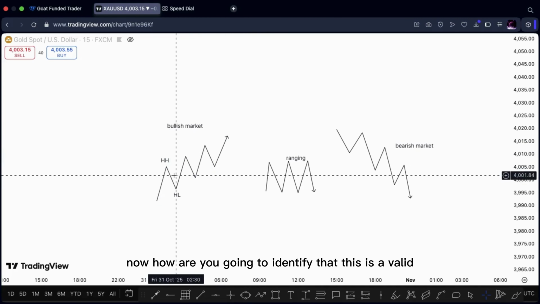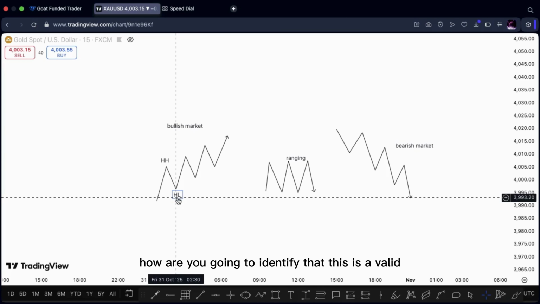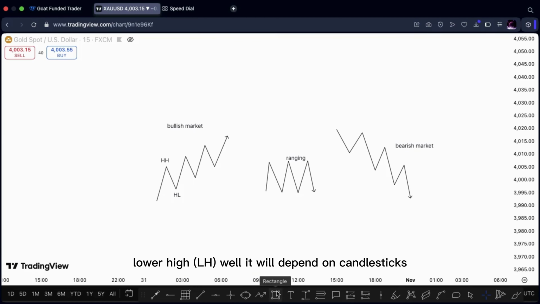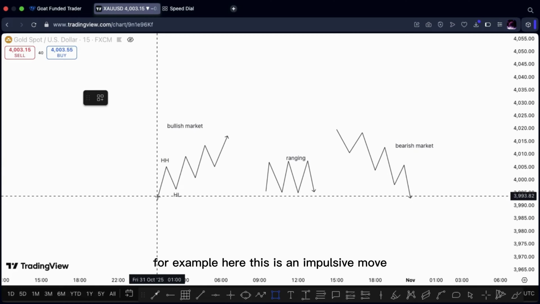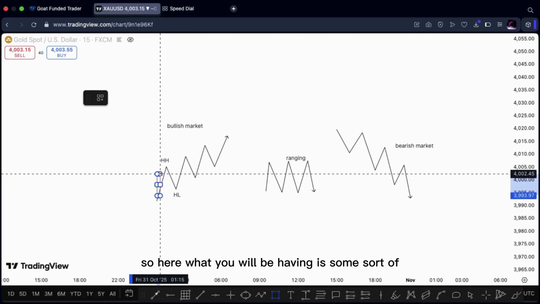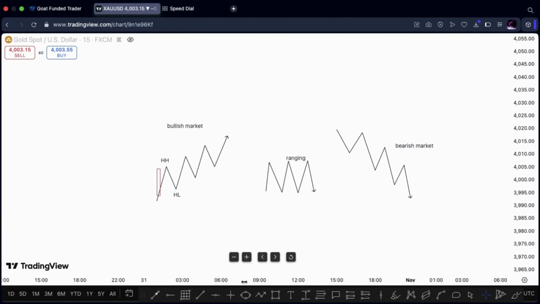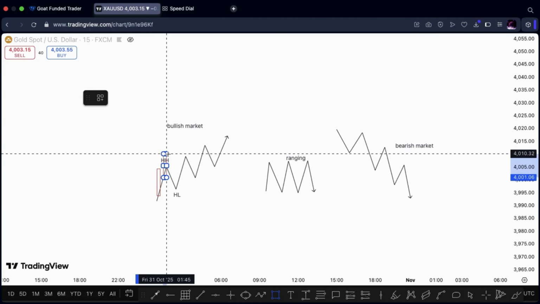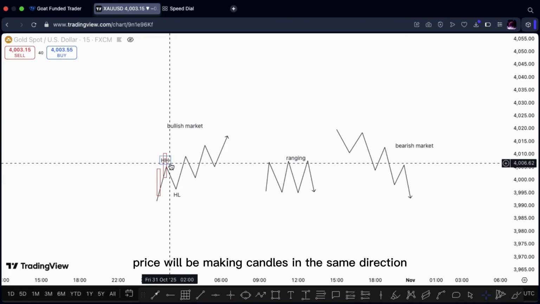Now, how are you going to identify that this is a valid higher low? How are you going to identify that this is a valid lower high? Well, it will depend on candlesticks. For example, here, this is an impulsive move. So here, what you will be having is something like this. Price is making candles in the same direction. You see, price will be making candles in the same direction.